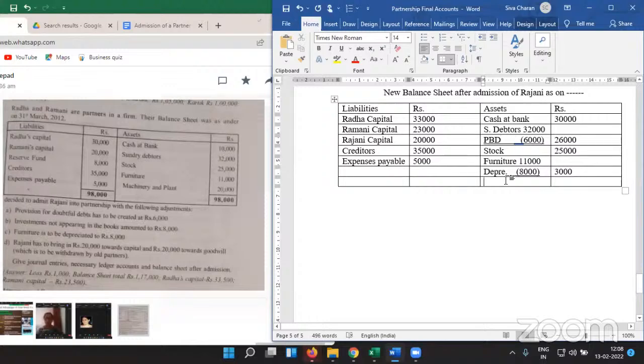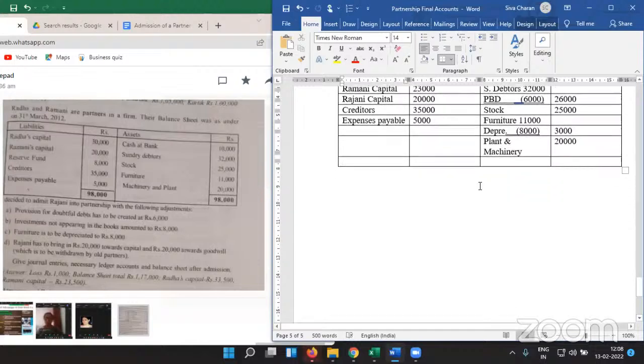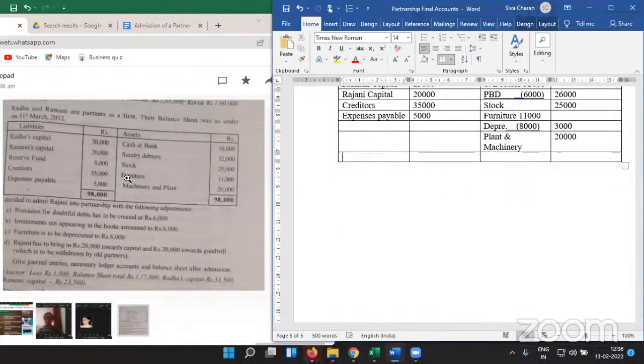Plant and machinery. Do we have any adjustment? No. So we take as it is. What is the value of plant and machinery given? 20,000. So from the question balance sheet, every item has been taken. Now look at the additional information. In the additional information, you have been provided with the furniture and the provision for doubtful debts. We took investments. No, we didn't take investments.